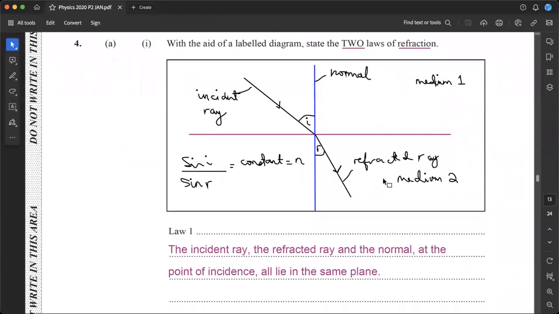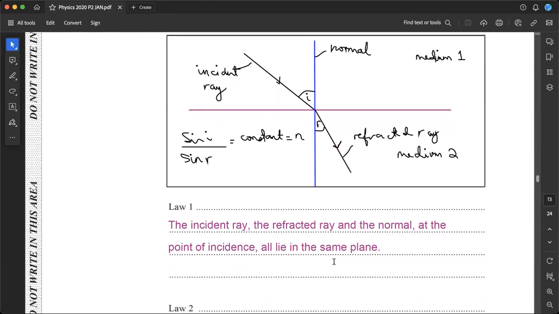So the first law that I stated here is that the incident ray, the refracted ray, and the normal are all in the same plane. You can see that because we have this flat paper that we were able to just draw all these rays and all these lines in. So we have shown the first law, that the incident ray, the refracted ray, and the normal all lie in the same plane.